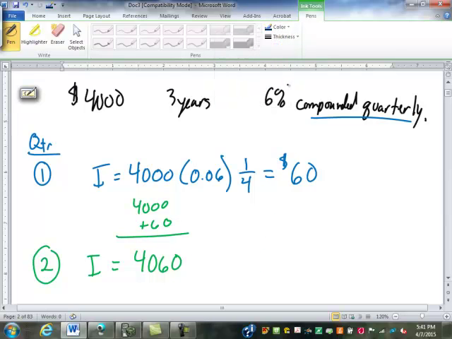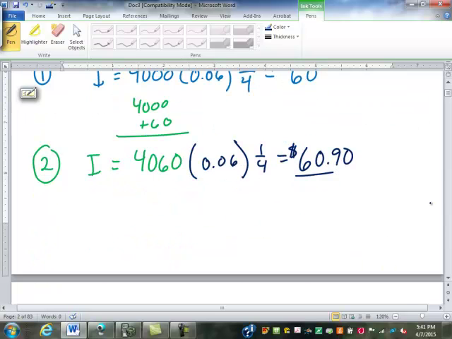So the interest for quarter 2 is going to be $4,060 as the principal, times 0.06 times 1/4. And what does that come out to be? So it's $61.20, look right? No, sorry, $60.90. There you go. Just not would use a calculator tonight.